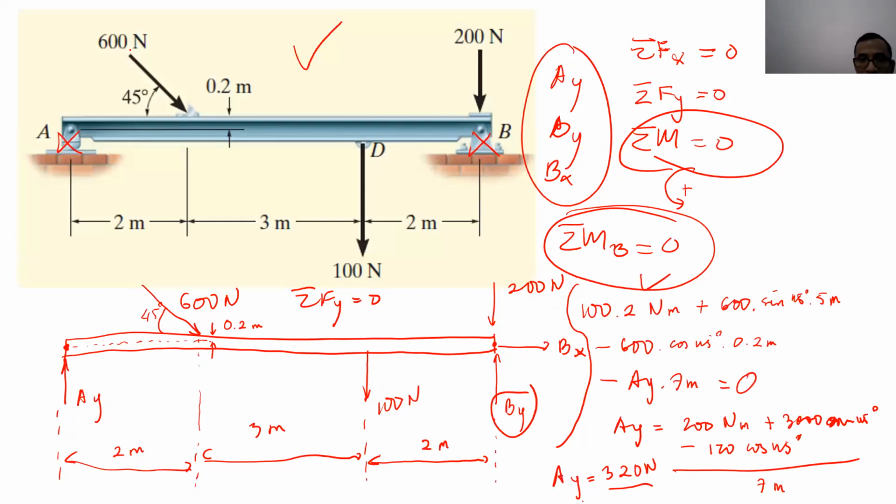Okay, if going up is positive, so what do we have there, Lilo? We have 200 Newton, and then minus 600 times sin 45, and then minus 100 and minus 200.